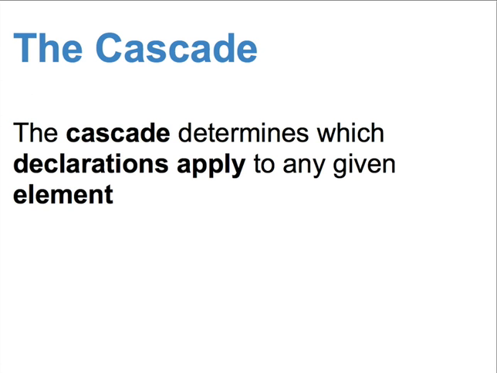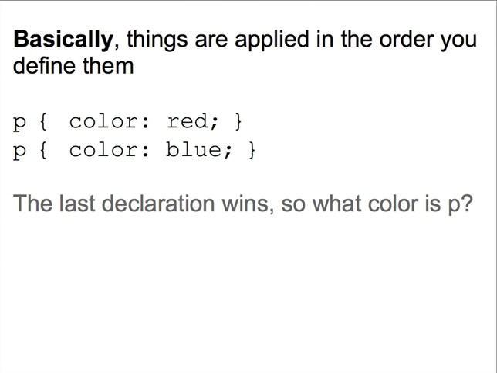Okay, back to the technical stuff. Cascade. This is the first part of the C in CSS. The cascade determines which declarations apply to any given element. So basically, things are applied in the order you define them. Here we have P, color is red, followed by a declaration which says P, color is blue. So the last one wins. What color is P? All P's are blue.